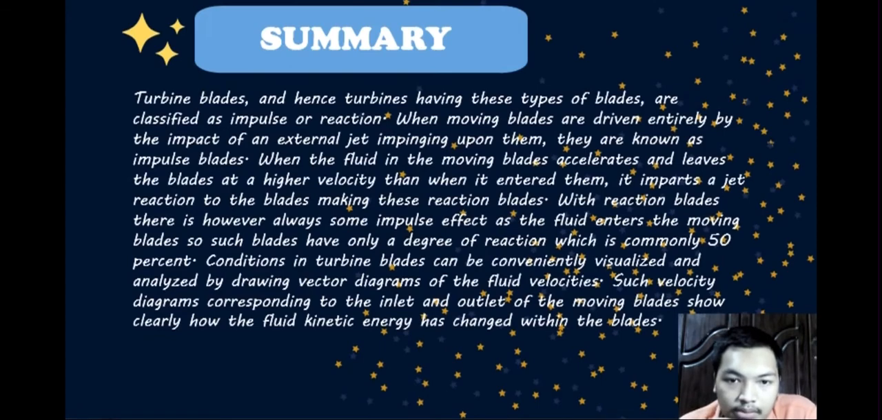Hello, my name is Muhammad Luqman bin Muhammad Suranto. My metric number is 01DKM18F2014. Summary: turbine blades and turbines having this type of blade are classified as impulse or reaction. When moving blades are driven entirely by the effect of an external jet impinging upon them, they are known as impulse blades. When the fluid in the moving blade accelerates and leaves the blade at a higher velocity than when entering it, it imparts a jet reaction to the blade, making it a reaction blade. With a reaction blade, there is however always some impulse effect as the fluid enters the moving blade, so such blades have only a degree of reaction, which is commonly 50%.